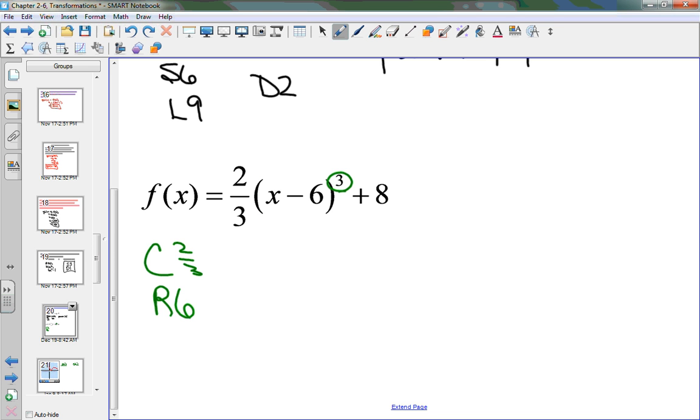I don't know. It's part of the parent function. What is that parent function? X cubed. What does the plus 8 do? Goes up 8.